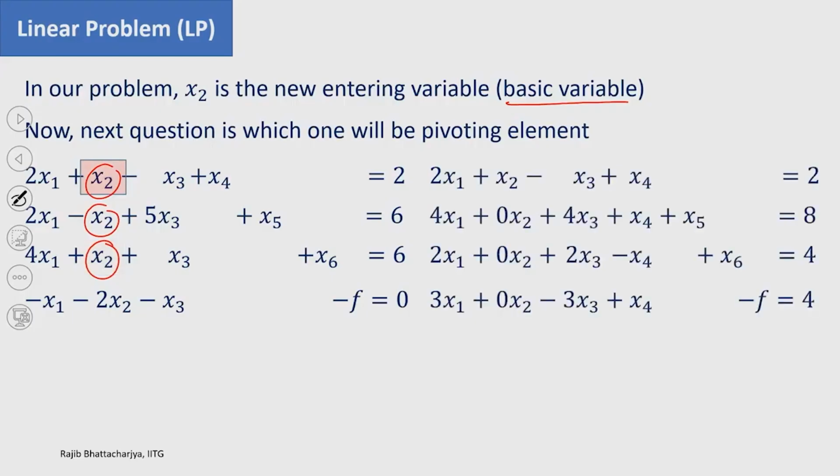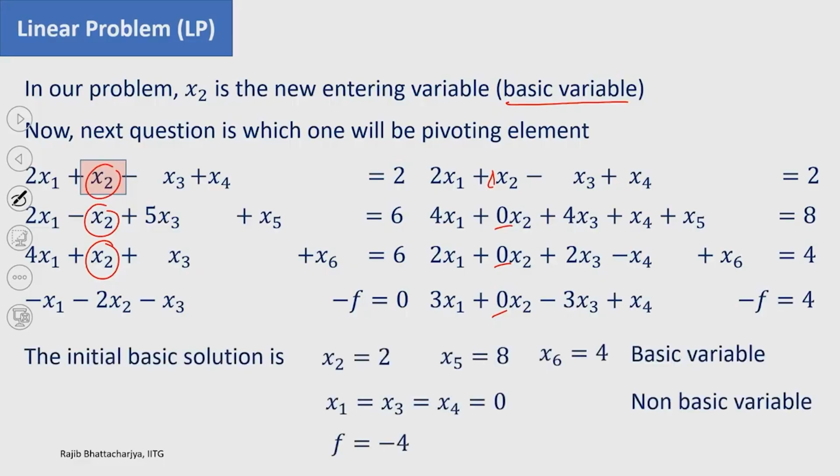Now, let us solve. If I consider this as a pivoting element, I can apply the row operation as we have discussed already. If I do that, the coefficient of x2 in the first equation is 1 and for other equations it is 0. Okay. So, now this is another solution I am getting. So, what is the solution now?